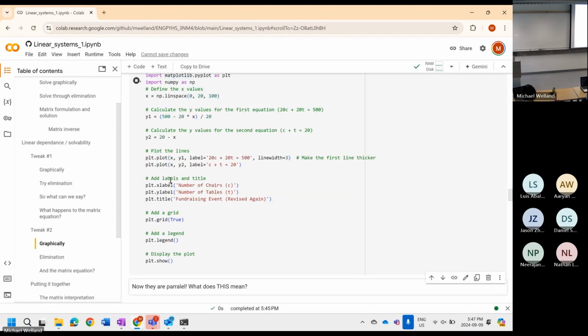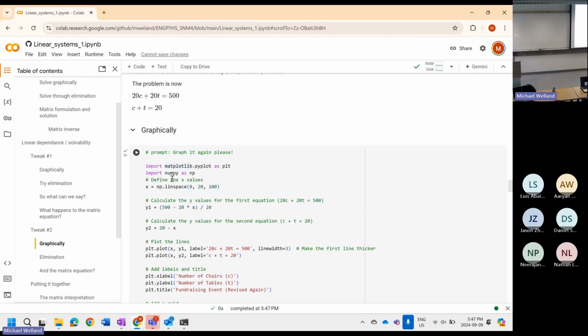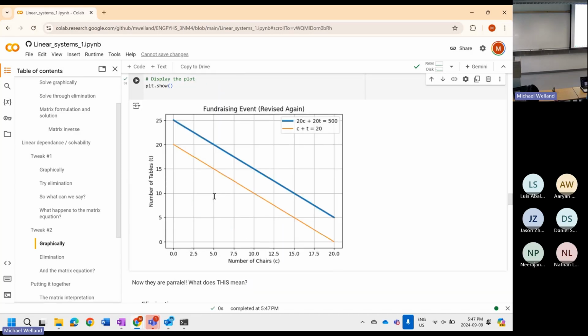Graphically. By the way, I love that I can give AI a prompt, "Graph it again, please," and it'll actually do it. Here is the result, right?